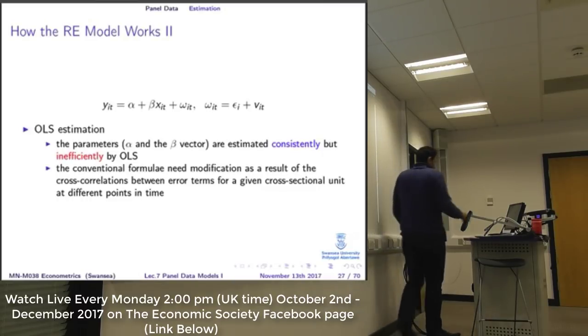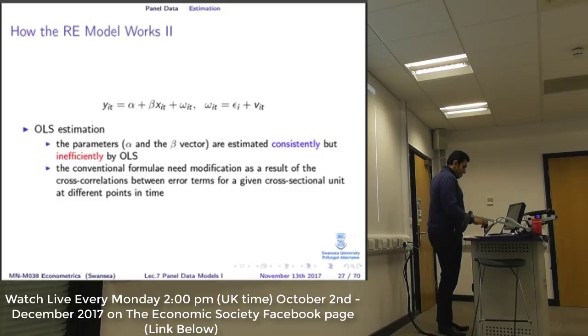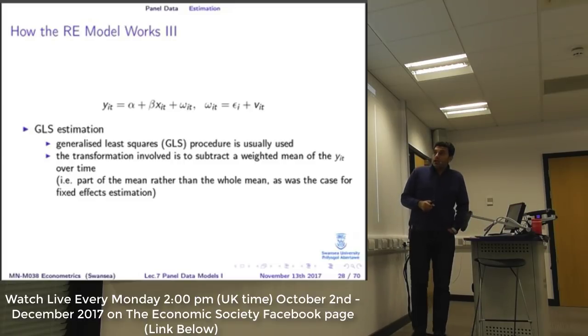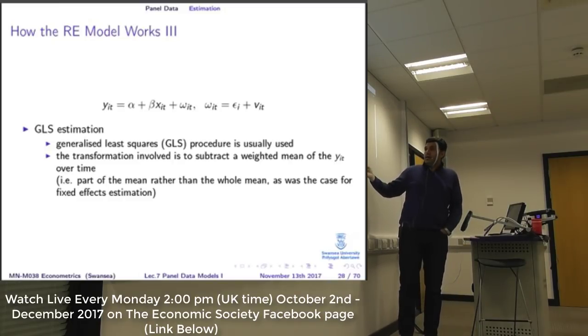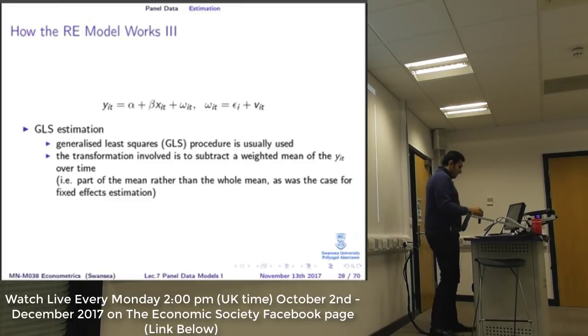That's why in most software, and I'll show you today how EViews uses generalized least square rather than ordinary least square to estimate this. Very quickly, the transformation involved is to subtract the weighted mean of y it over time. It's very straightforward with software today, because it does this for you, so you don't have to worry about it. But you should know that the estimation procedure for the random effect model is not based on OLS, it's actually GLS, generalized least square.